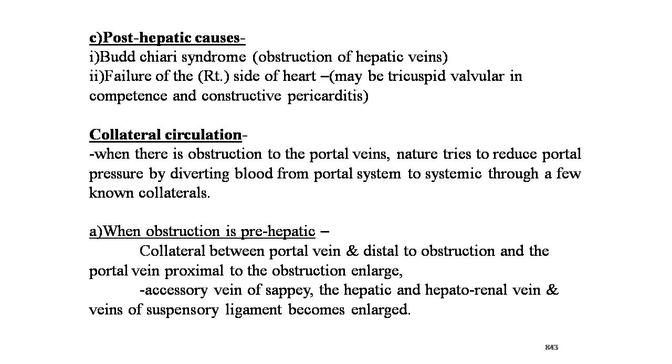Collateral circulation. Now the collateral circulation of the portal venous system. When there is obstruction to the portal veins, nature tries to reduce the portal pressure by diverting blood from the portal system to the systemic through a few known collaterals. First, if the vein obstruction is pre-hepatic, then the collaterals between the portal vein distal to the obstruction and the portal vein proximal to the obstruction enlarge. Accessory veins of Sappey, the hepatic and hepatorenal veins and veins of the suspensory ligament become enlarged.